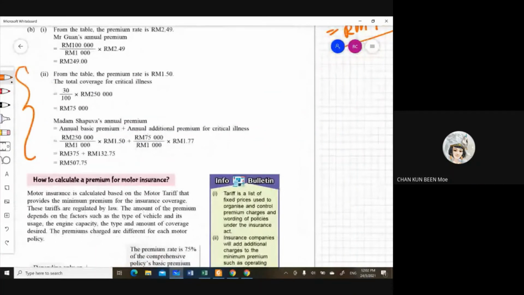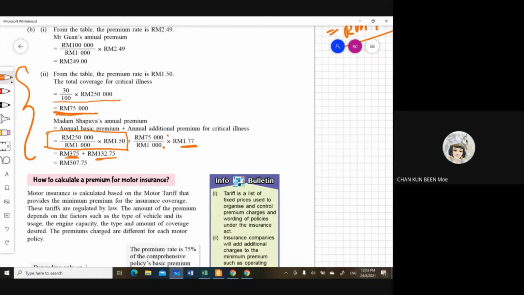That is the one that we did, the first one that we did just now. The annual basic premium: 250,000 over 1,000, multiplied by 150, so the answer is 375. And then she has to add on the critical illness. The face value of the critical illness is 30% of the face value of the basic premium, which will be 75,000. So 75 over 1,000 again, multiplied by the given rate 1.77, you will get 132.75.